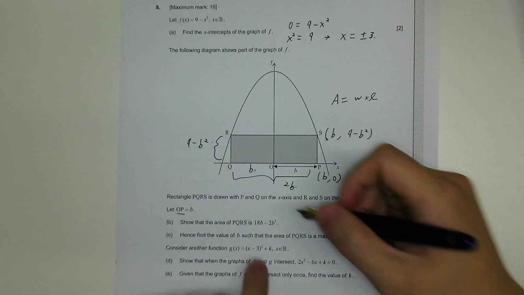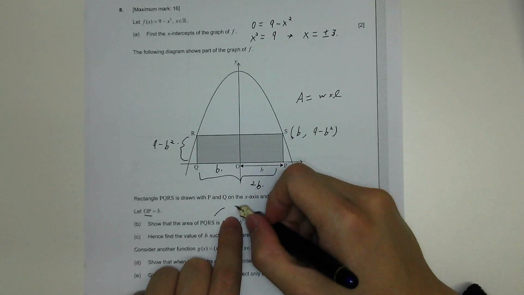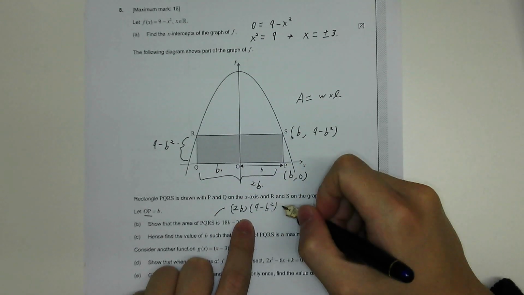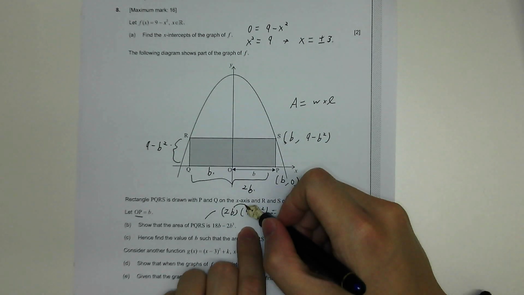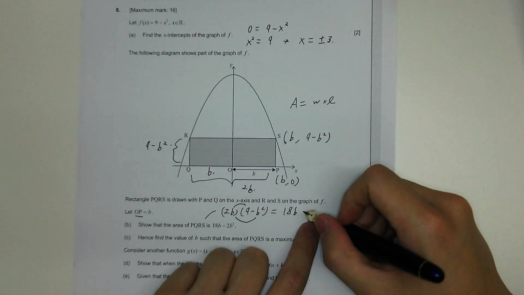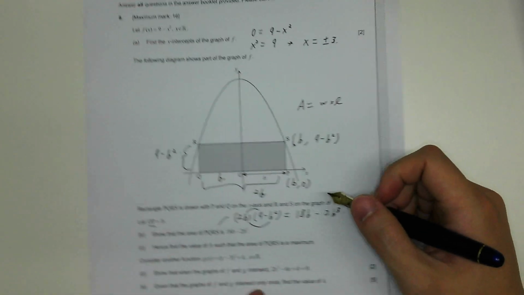So the area equals 2b times 9 minus b squared, which equals 18b. So 9 times 2b equals 18b. 2b times b squared, minus 2b cubed. So that's the answer of part B.